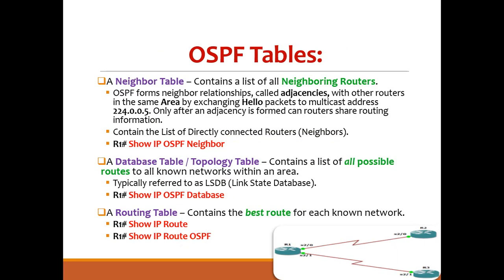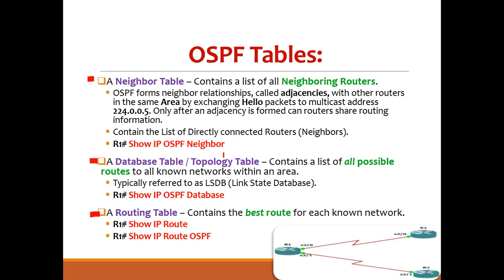Same as EIGRP, OSPF also builds three tables: the neighbor table, the database table, and the routing table. EIGRP maintains a neighbor table, topology table, and routing table. So the topology table and the database table are the same, but in EIGRP the topology terminology is used, and in OSPF the database terminology is used. The table is the same, but the name is different because the protocol is different.